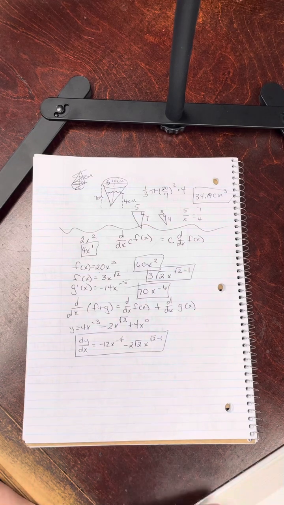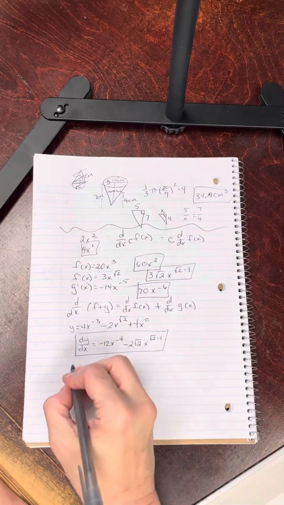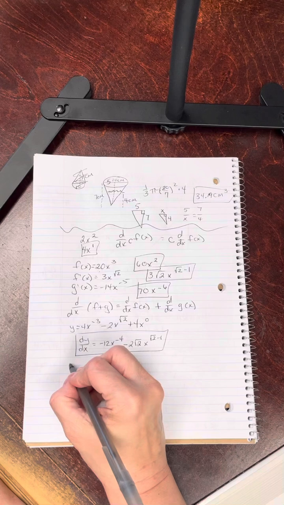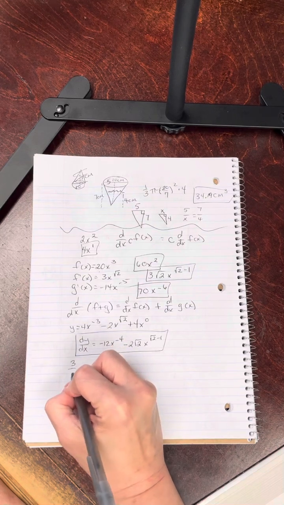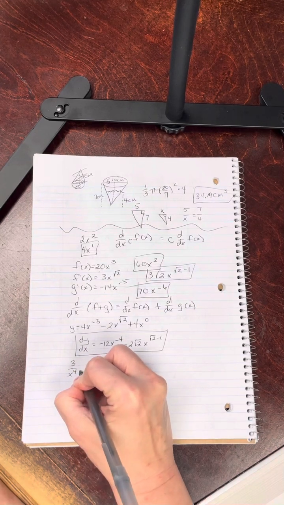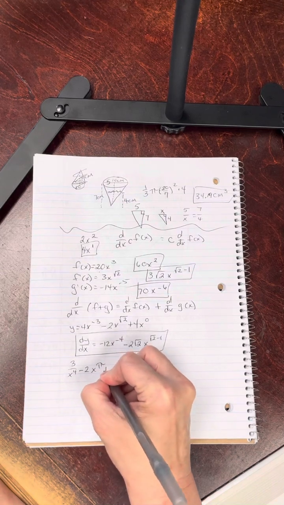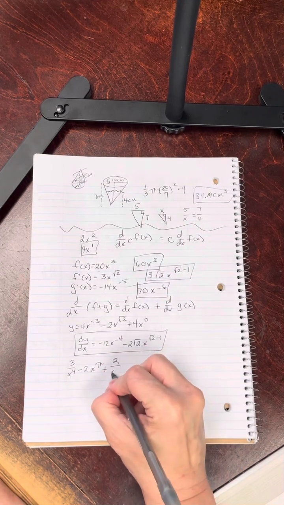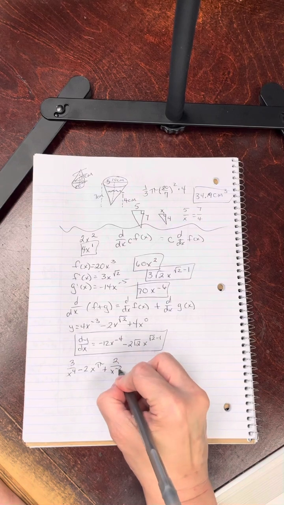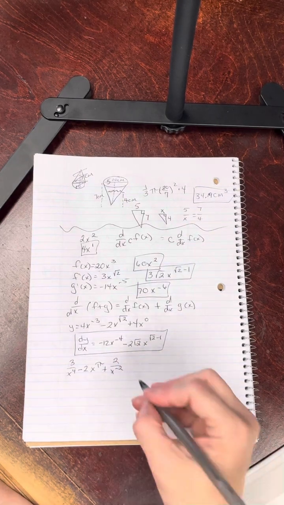Example 4. Find the f prime of x, so derive, when it's 3x to the 4th minus 2x to the pi plus 2 over x to the negative 2 plus 4.